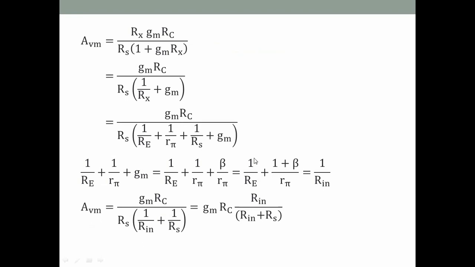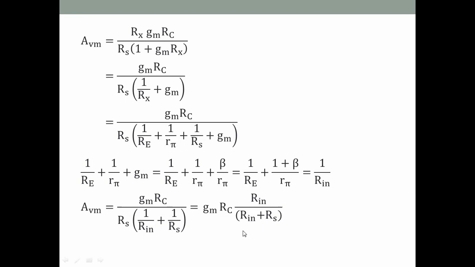So all these 3 terms here can be substituted by 1 by Rin. So we get 1 by Rin here. GMRC out, and all this we can write, so you multiply and then Rs cancels and we get Rin by Rin plus Rs. So this is a nice form, and we've seen this form for the common emitter amplifier also.